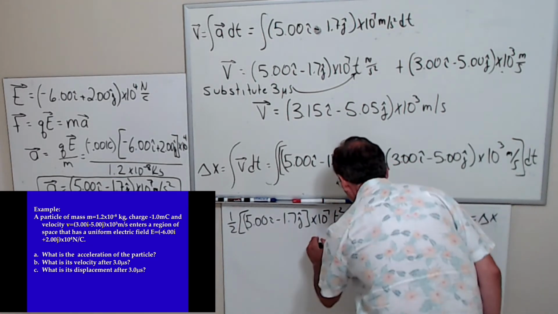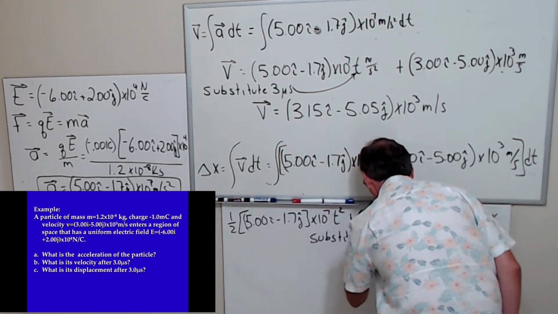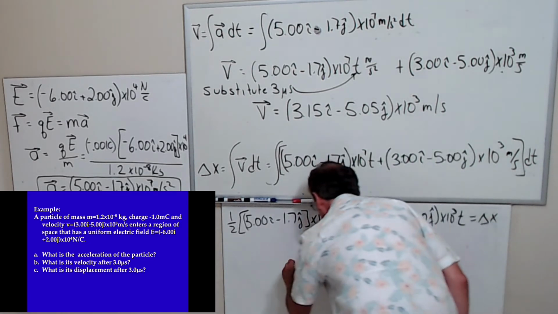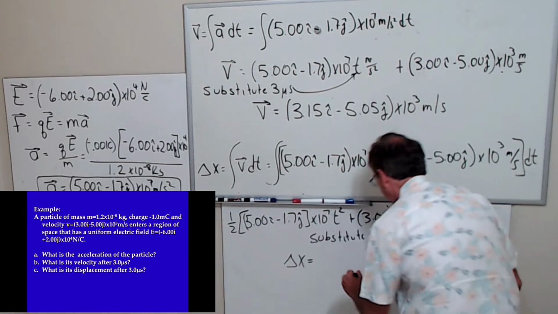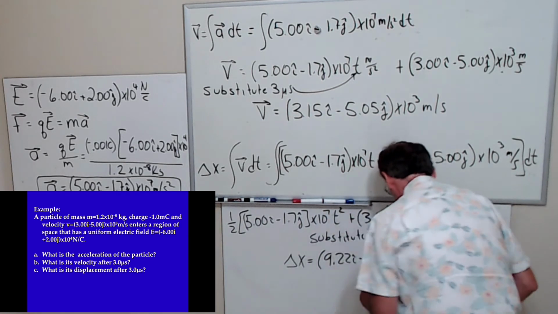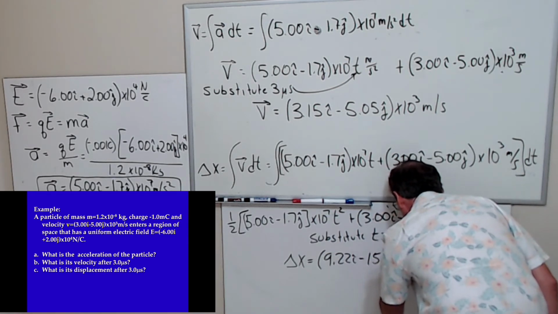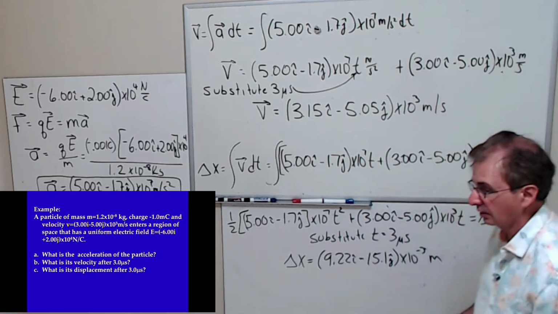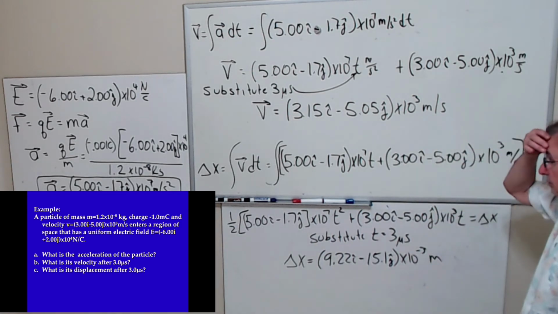Then you substitute t equals 3 microseconds, and you get delta x equals 9.22 i minus 15.1 j, times 10 to the minus 3 meters. Okay, this is a simple kinematics problem. This is really a Physics 205 problem.